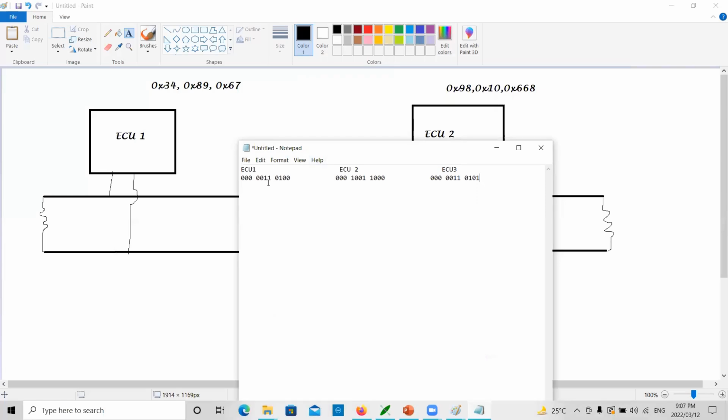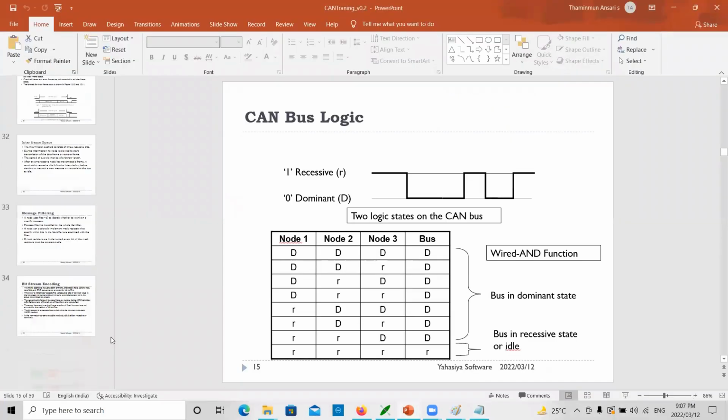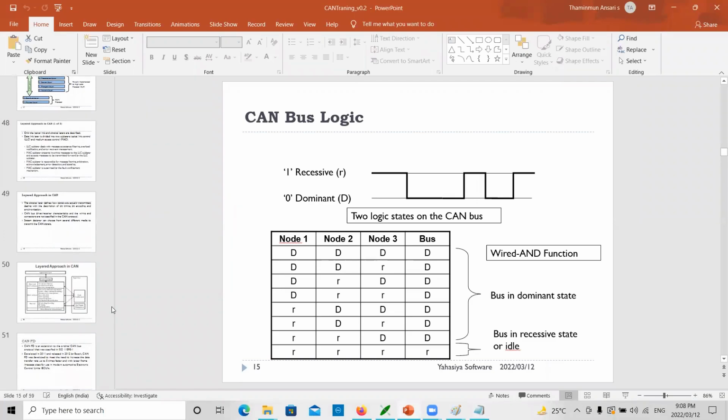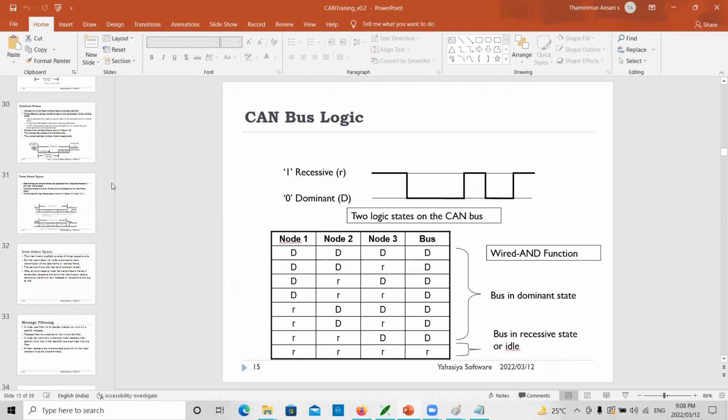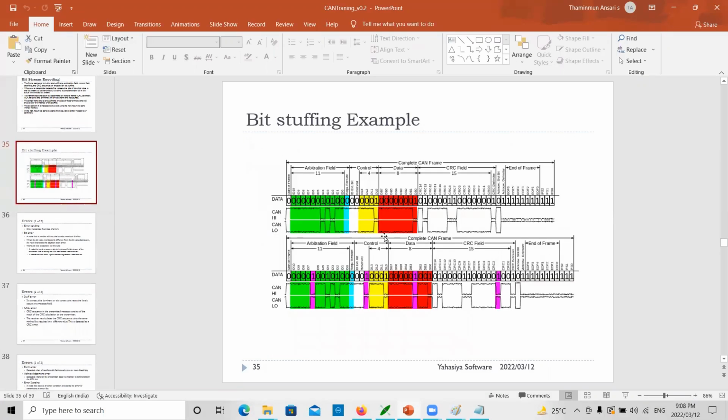When you see the frame structure, after start of frame, the immediate bits that you will see in a CAN packet are your ID values. Let me show you a CAN frame, how it looks. Actually, this is a CAN frame. See, the start of frame is active low, 0. After that, the 11 bits are nothing but your identifier value.